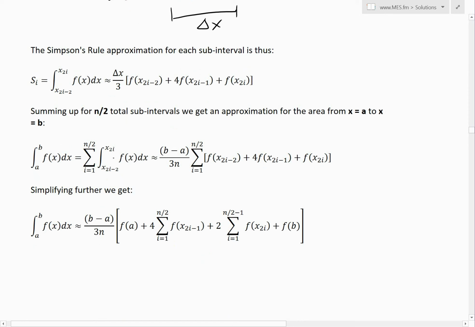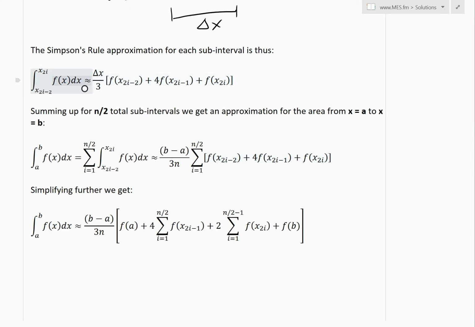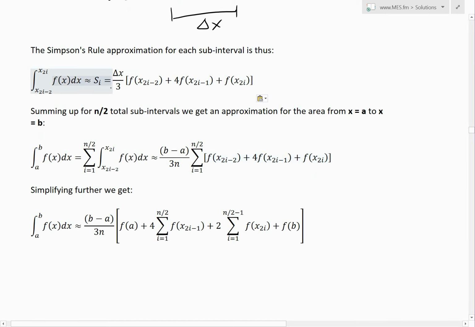We're just summing that up and taking the constant out, so we have b minus a divided by 3n over here, and then the summation of this approximation. To be complete, this is actually the other way around: this integral is roughly equal to the Simpson's rule approximation. So we throw this back in here.